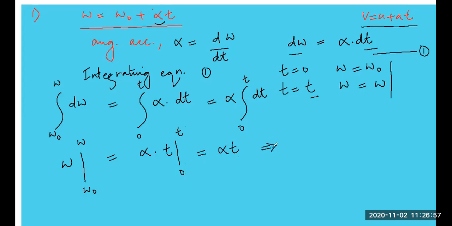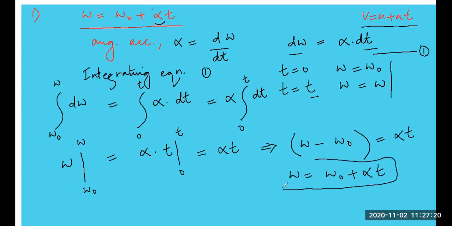Because at t = 0, alpha t will be 0. So here I put the value of omega as omega, and then minus, I put the value of omega as omega naught. On the left side also, the constant of integration is cancelled, and it is equal to alpha t. So I get omega is equal to omega naught plus alpha t. So see students, I have derived my first rotational equation. Okay, I've derived my first rotational equation.